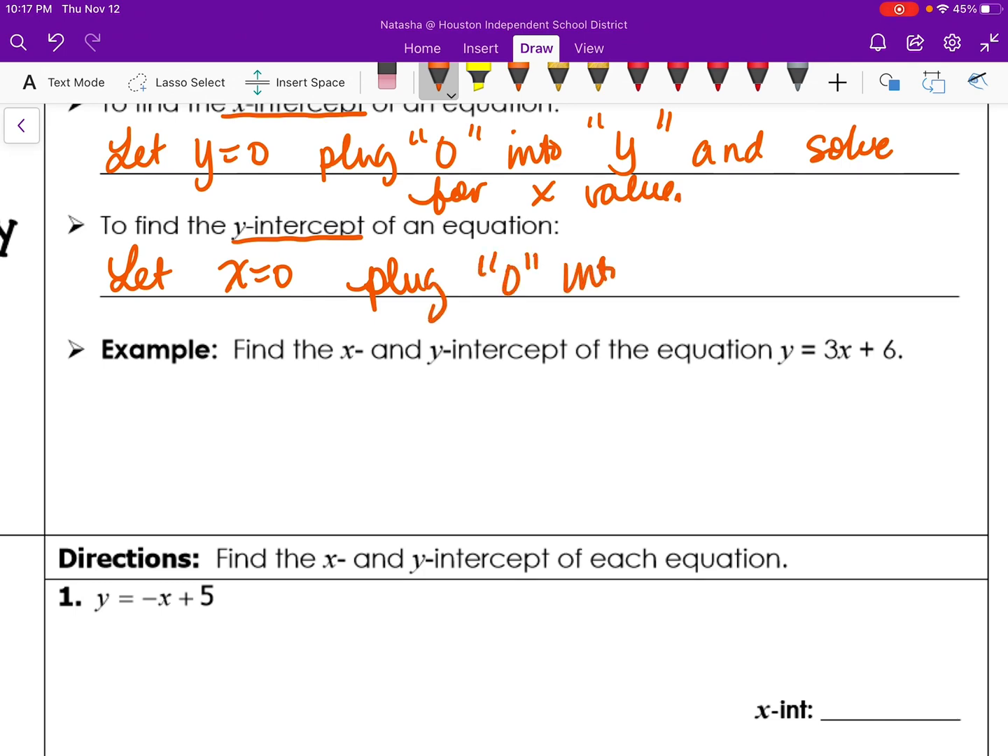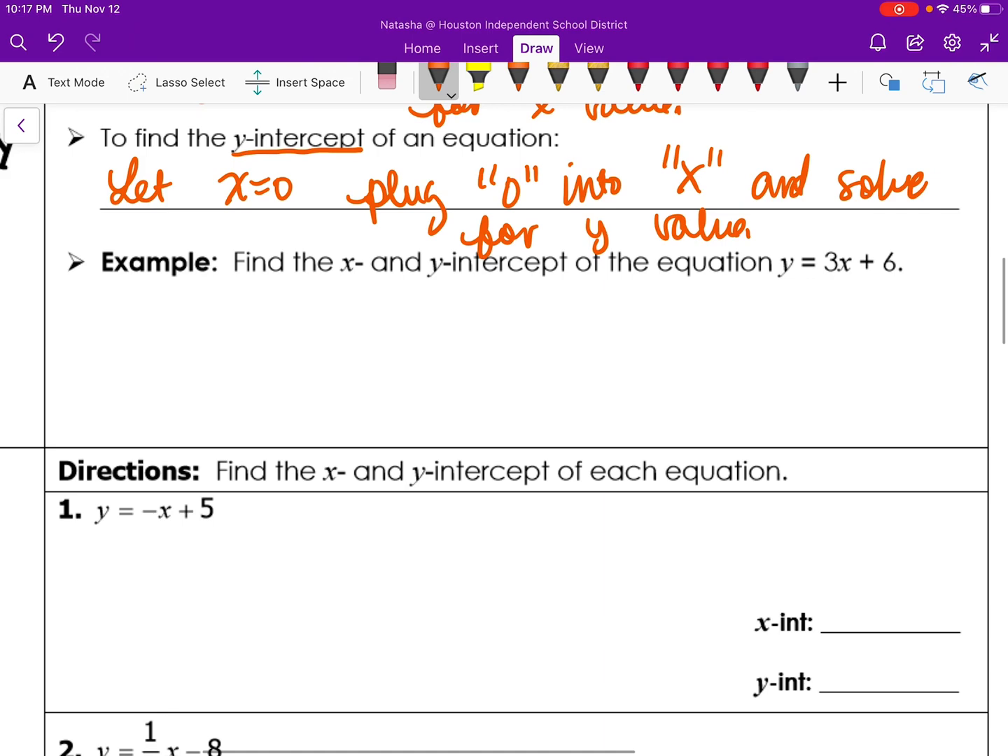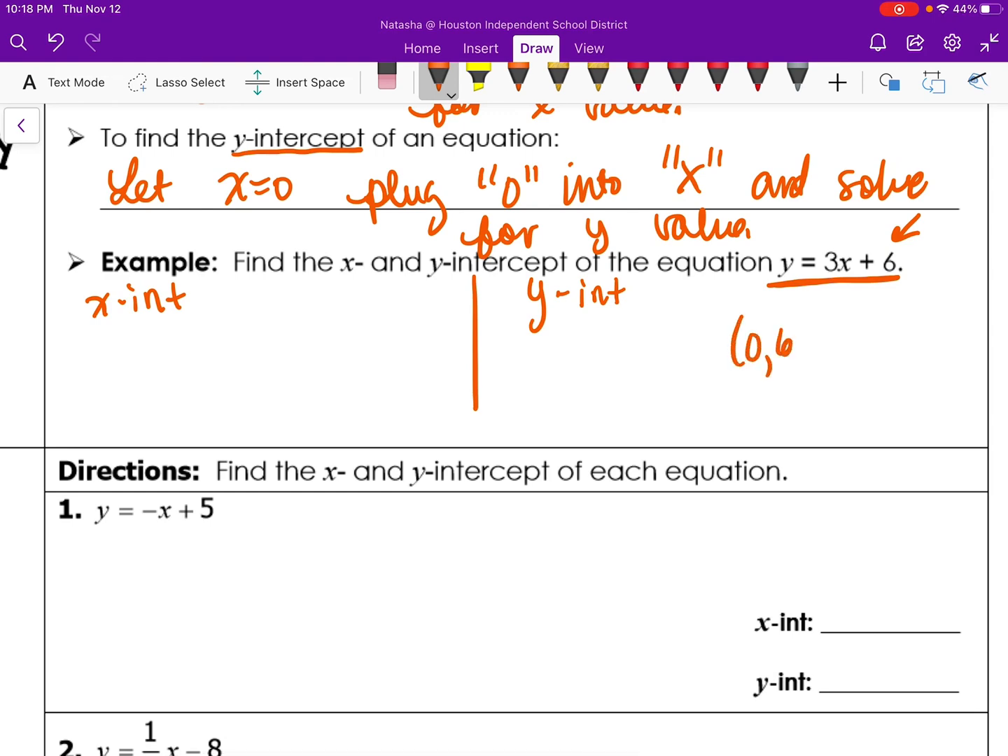We're going to plug that in, plug 0 into x and solve for the y value. Okay? So let's look at our first equation. So we're going to do the x-intercept and then the y-intercept. Okay? Now, when it's in slope-intercept form, like it's given to us here, it's really easy for us to find the y-intercept. We already know that that value right there, 6, is going to give us the y-intercept, so that's going to be 0, 6.